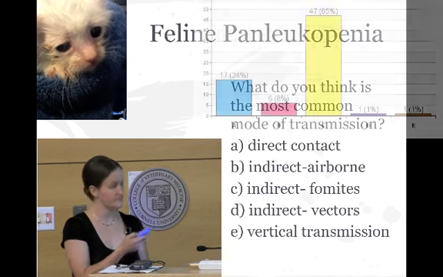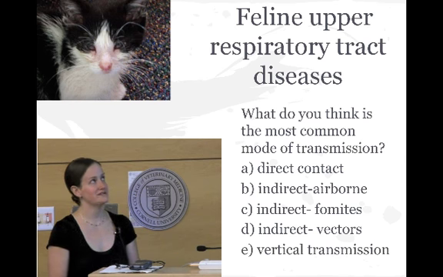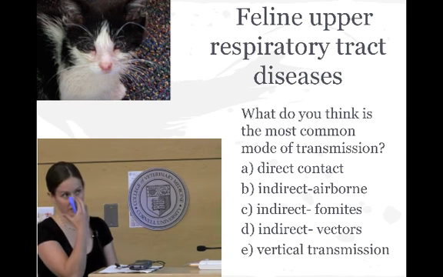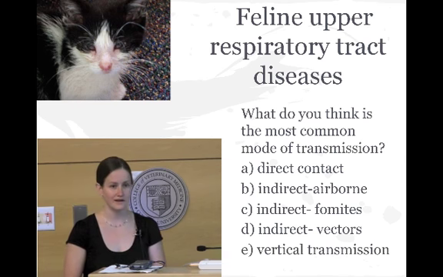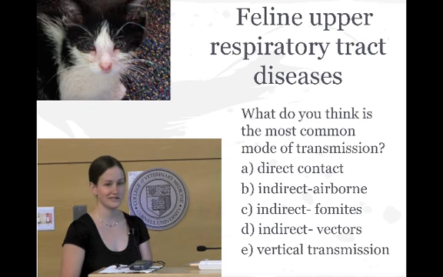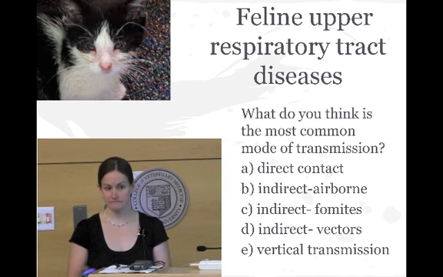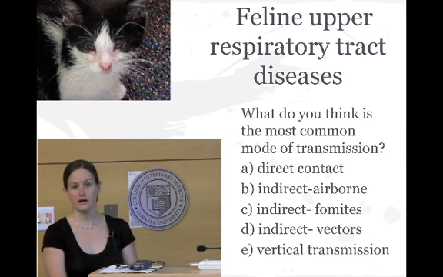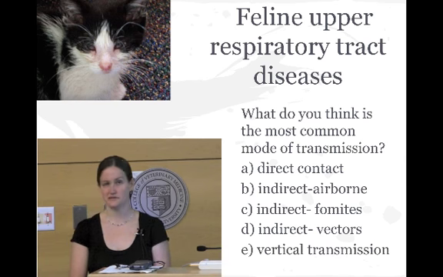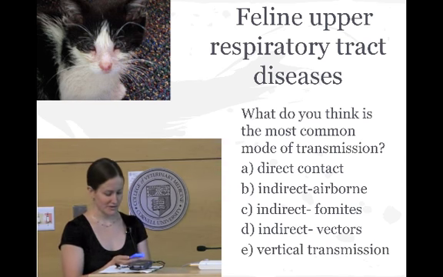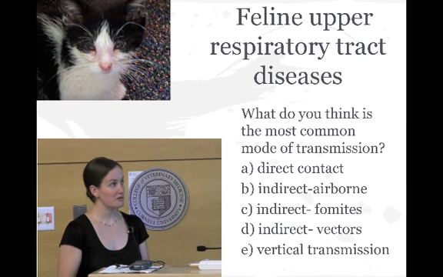I'm sorry. We're going to continue on to feline upper respiratory tract diseases. So similar to kennel cough, they are secreted in all of the eye, nose, and oral secretions that are produced by the cat, though there are many different infectious agents that can cause feline upper respiratory tract disease, which I'm sure you guys are familiar with. So the different oral, eye, and nose secretions can spread it.